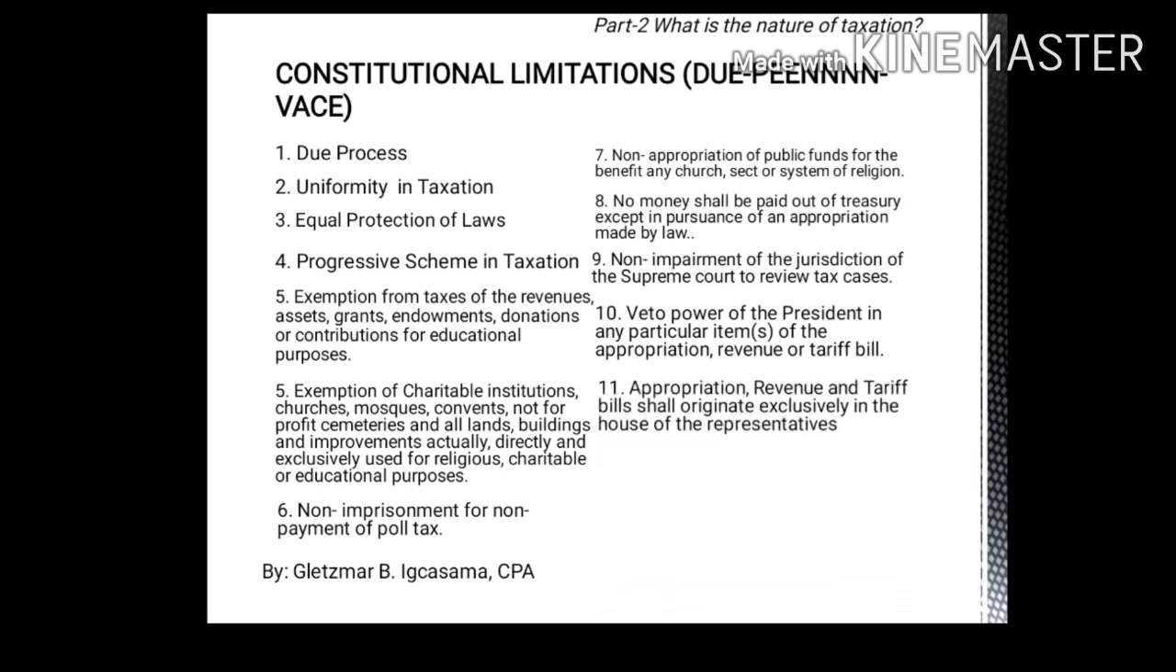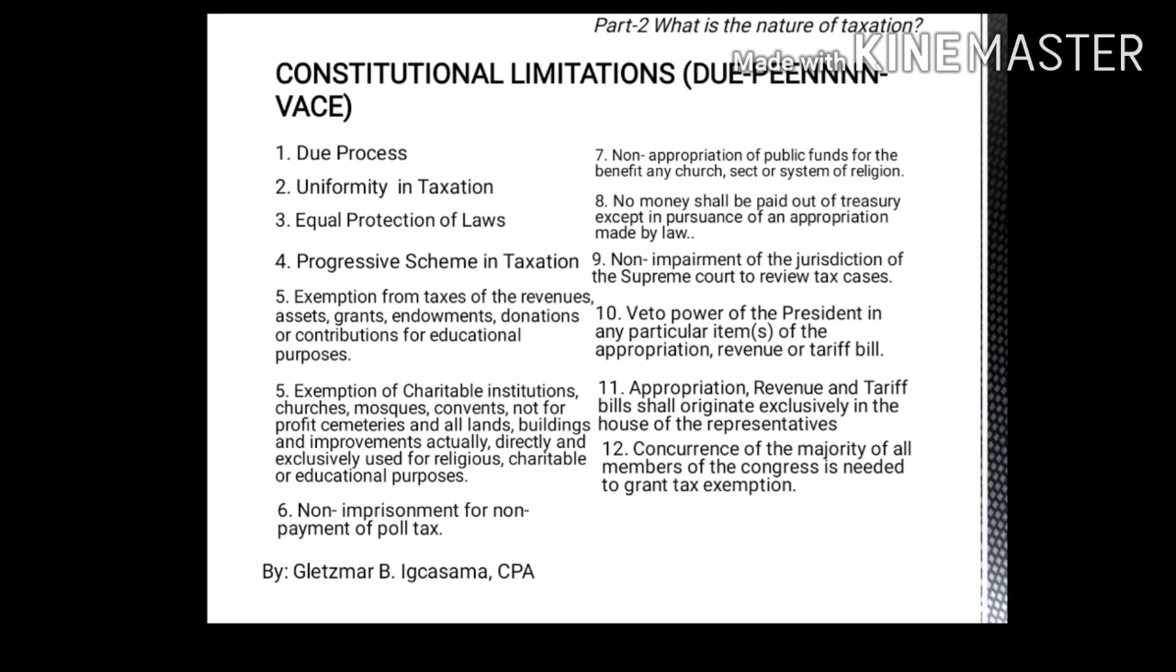Number 11, the appropriation or the budget, revenue and tariff bills shall originate exclusively sa House of Representatives or the Congress. However, the Senate can propose amendments.